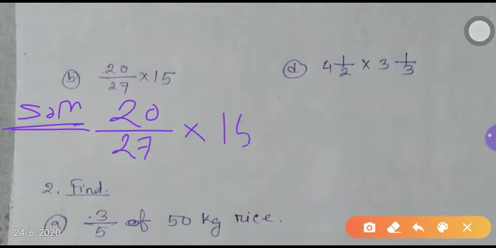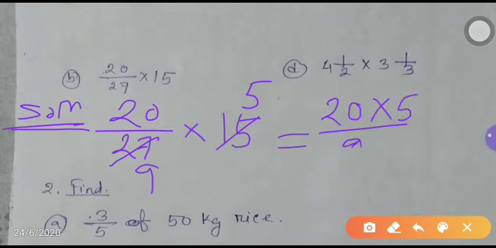27 into 15. So by 3, 3 9s are 27 and by 3 it is 5. Again, no common term is there. So equal to 20 into 5, and here 9. So 20 into 5 is 100, and by this 9.